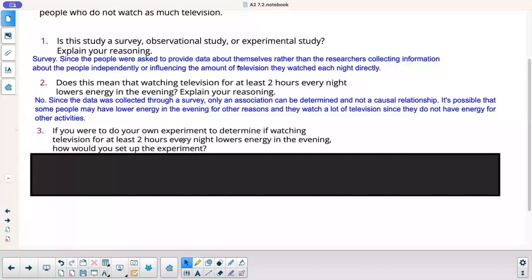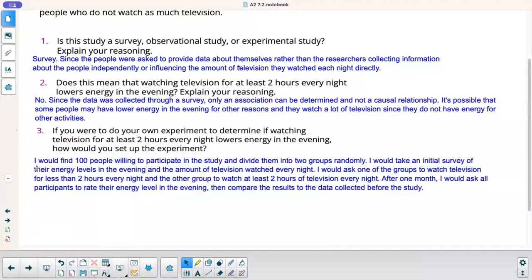If you were to do your own experiment to determine if watching television for at least 2 hours every night lowers energy in the evening, how would you set up the experiment? So what I put was I would find 100 people willing to participate in the study and divide them into 2 groups randomly. I would take an initial survey of their energy levels in the evening and the amount of television watched every night. I would ask one of the groups to watch television for less than 2 hours every night, and the other group to watch at least 2 hours of television every night. After 1 month, I would ask all participants to rate their energy level in the evening and compare the results of the data collected before the study. So you need pre-study information and then post-study information and see if anything changed.